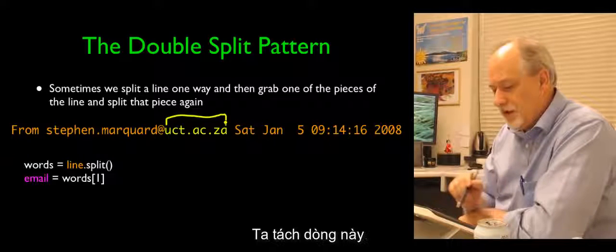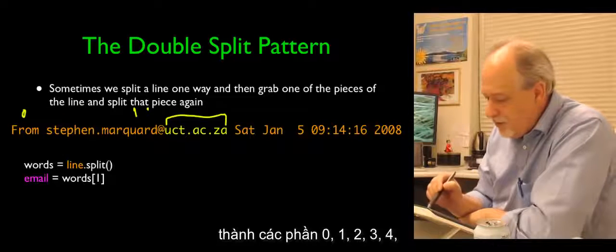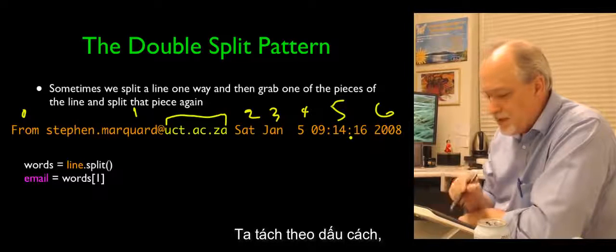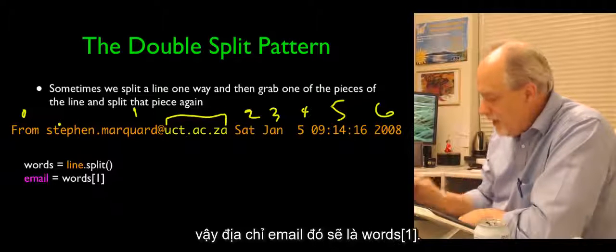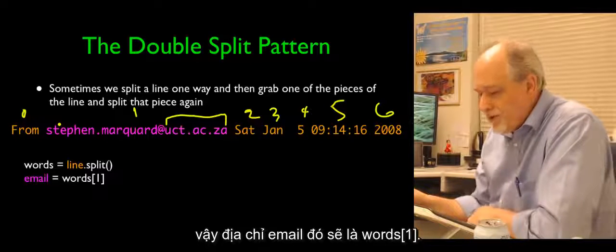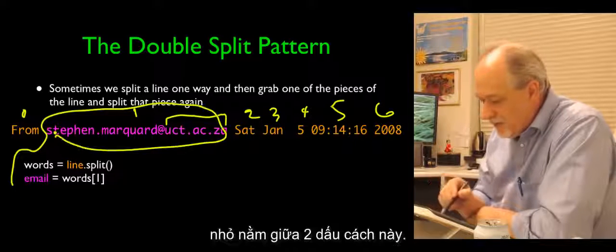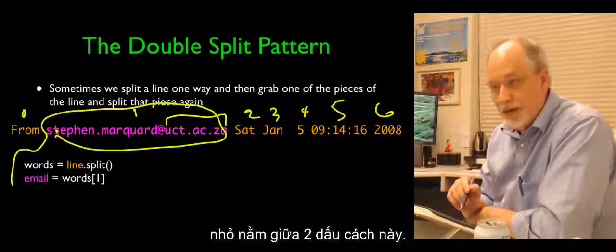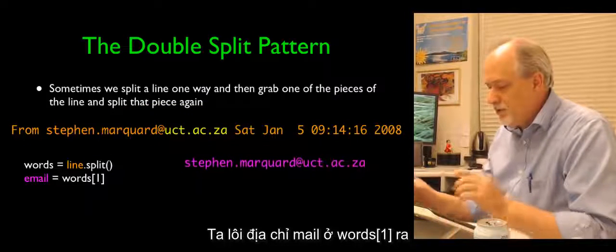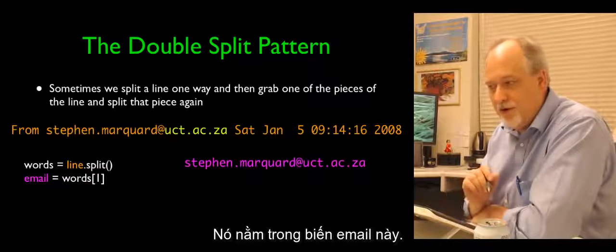So we can look at this and say, OK, let's split this. And this will be 0, 1, 2, 3, 4, 5, and 6. We're splitting it based on spaces. Then the email address is words sub 1, right? That email address is this little bit of stuff, because it's in between spaces. So that's what we pull out. The email address is word sub 1. We've got that, so that's sitting in this email address variable.